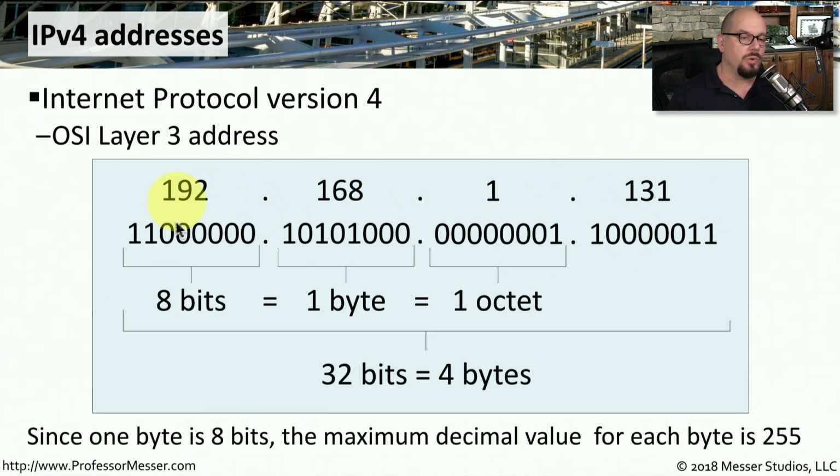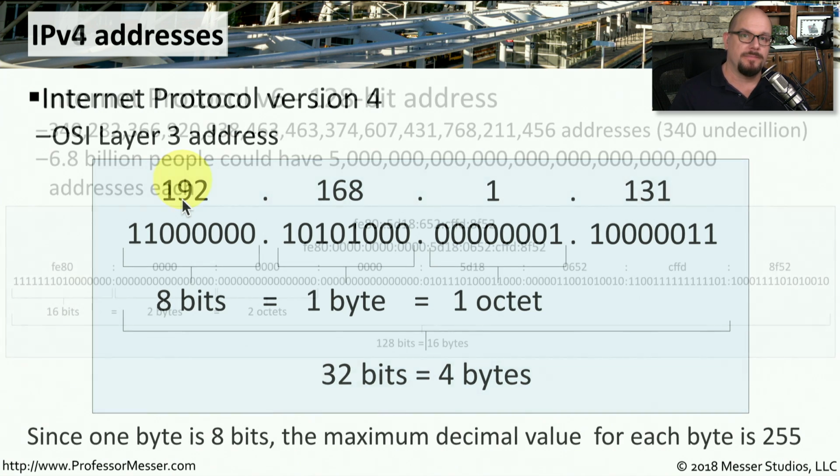Since you have 8 bits to work with, the number that can appear in each one of these sections of an IPv4 address is a number ranging between 0 and 255. Because each one of these octets in an IPv4 address is 8 bits long, the values that you would see in each one of these sections is a number between 0 and 255.